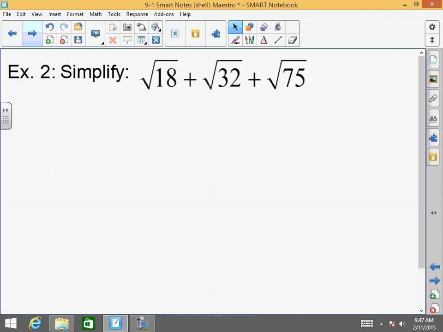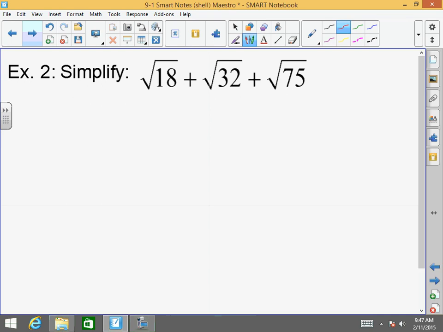Next. When I want to add radicals together, I need the same radicand. I cannot add different radicands together. So I cannot just add 18 plus 32 plus 75. That is an illegal mathematical operation. But what I can do is simplify each of these to try to have the same radicand.